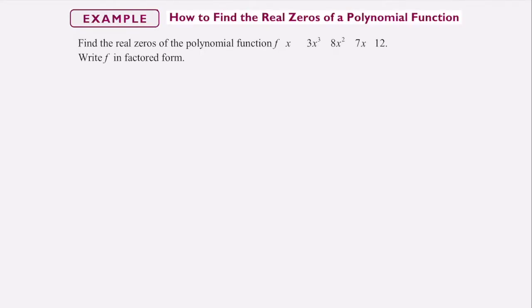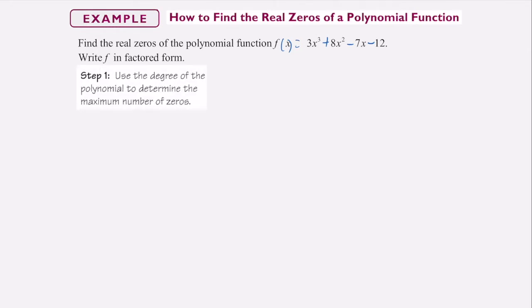So how would I find the zeros of f of x is 3x cubed plus 8x squared minus 7x minus 12? We want to find the real zeros and write this function in factored form. So our step one is we're going to use the degree of the polynomial to determine the maximum number of zeros. This is a degree 3 polynomial, so the maximum number of zeros is 3.